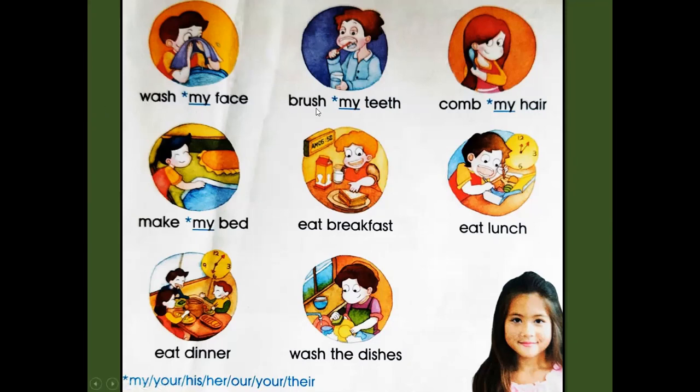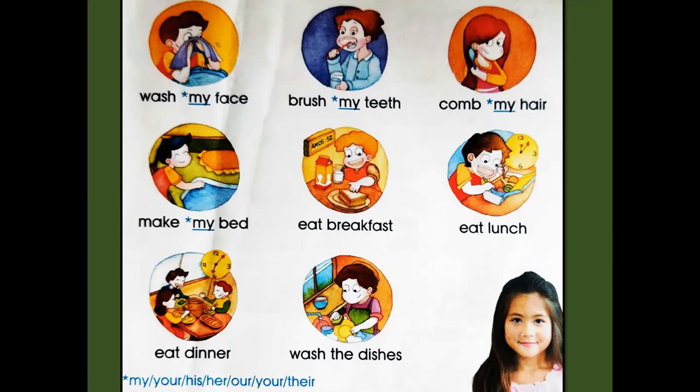Wash my face, brush my teeth, comb my hair, make my bed, eat breakfast, eat lunch, eat dinner, wash the dishes. All right, wash my face, yo lavo mi cara. O puedo decir, you are washing your face, o estás lavando tu cara. He is washing his face. Él está lavando su cara.